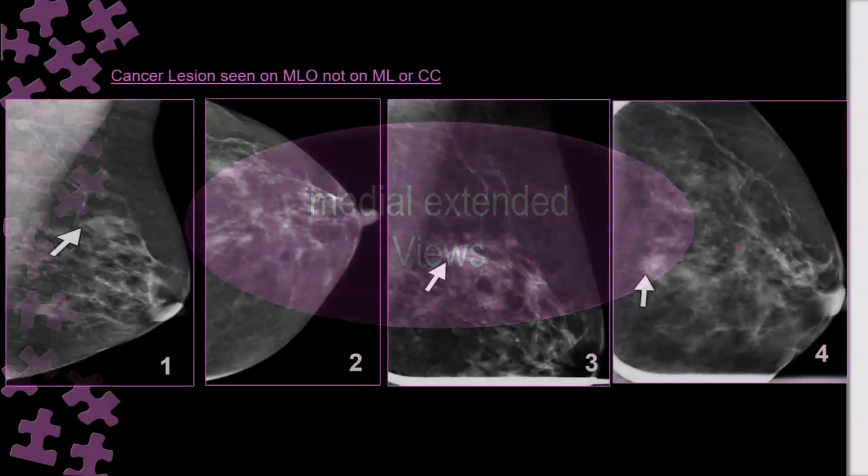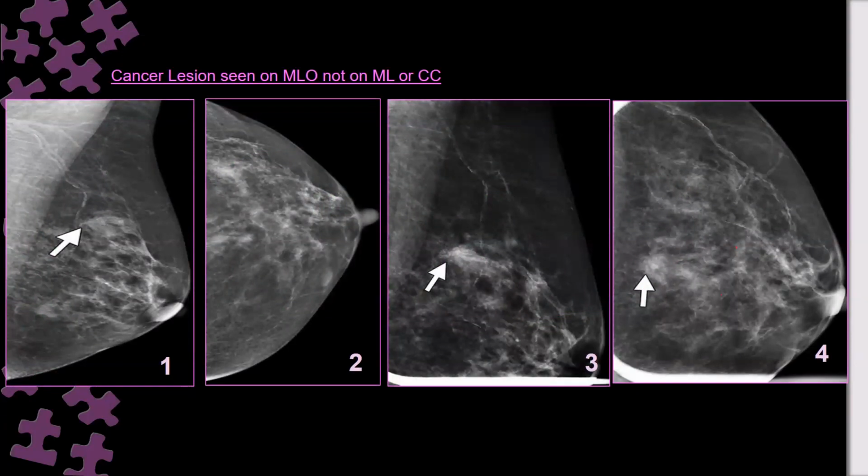So, done. Who is going to take this case, to tell me what are these views? 1, 2, 3, 4. And what is going on? What is wrong? What is the abnormality? Volunteer. Any volunteers, I'll help you. Okay. If no one, I will try. You are welcome. This is a mammogram of the left breast.